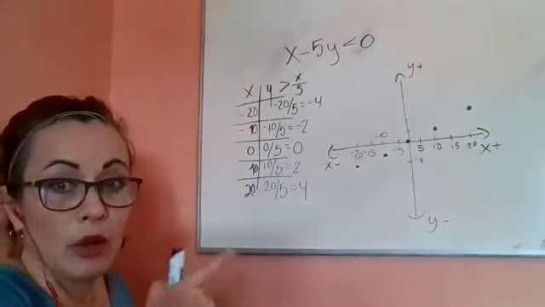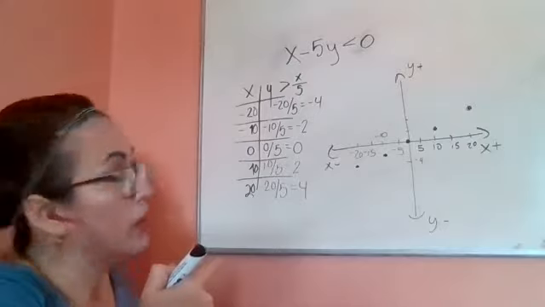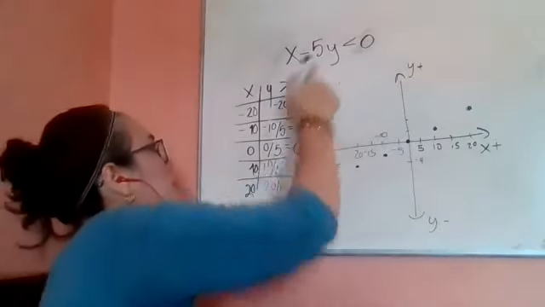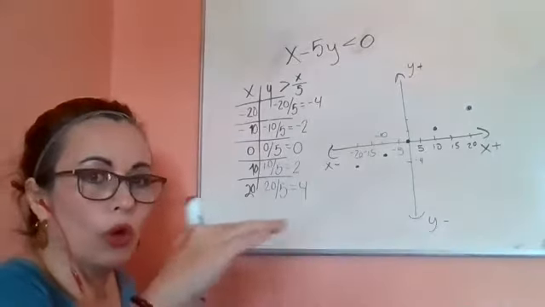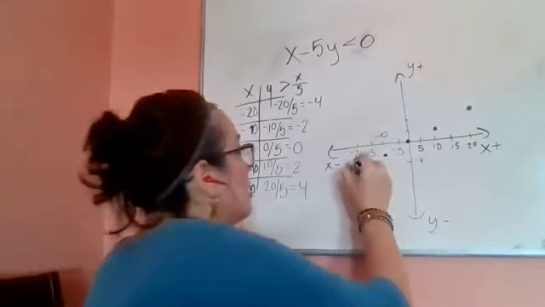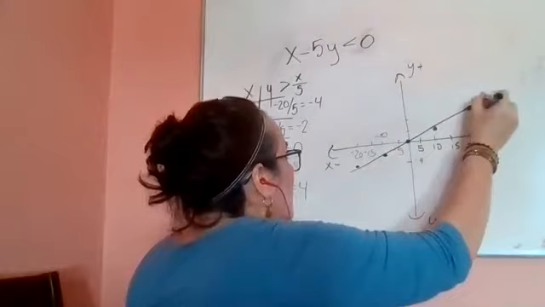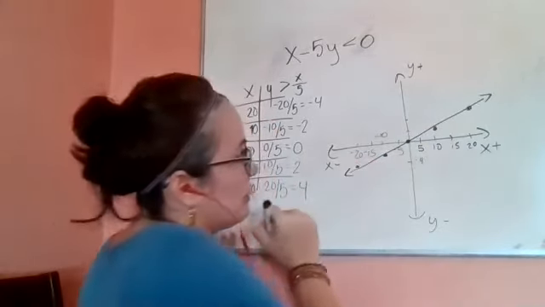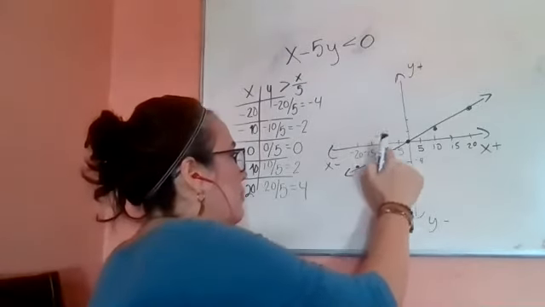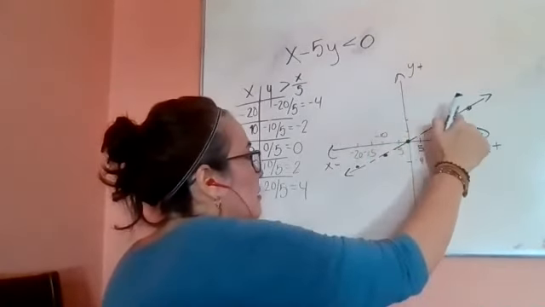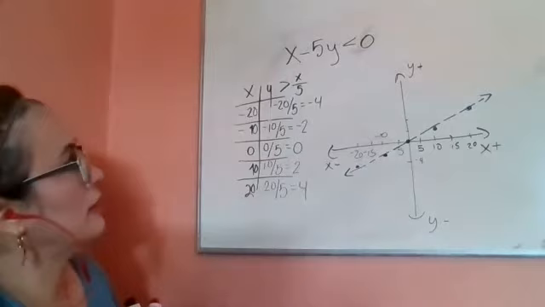Now I'm going to see what type of line I'm going to graph. I check the symbol and I see it's not included, it's only less than. So because it's not included, I'm going to make a dash line. What I do to make a dash line that looks pretty is I make a solid line and then I erase parts of it, okay? That's the dash line.